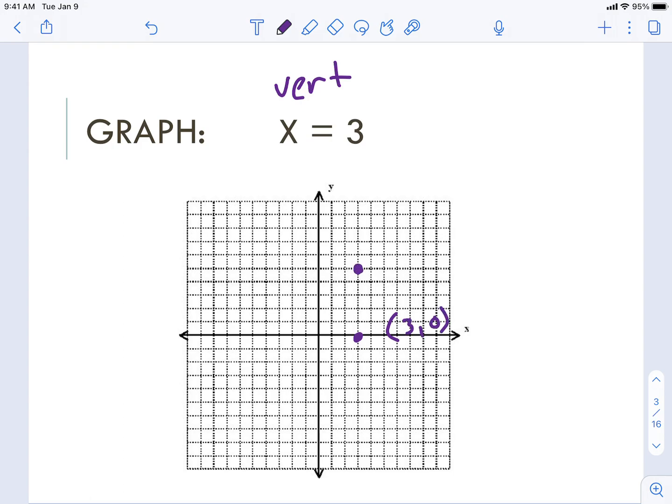Maybe another point is up here at (3, 5). Maybe another point is down here at positive 3, negative 8, right? These are all points that have their x values equal 3. So all of the points along this vertical line have an x value of 3. So that is your line x equals 3.